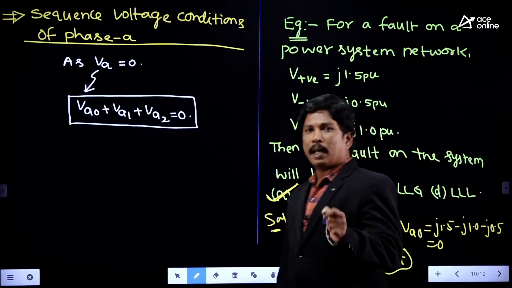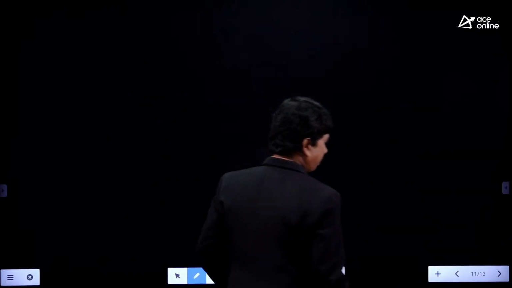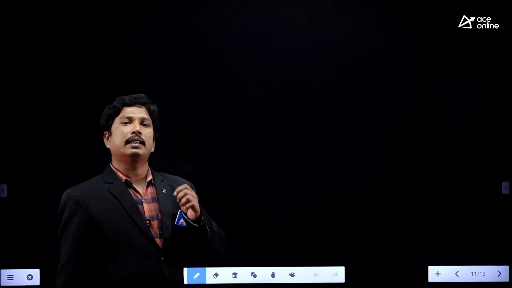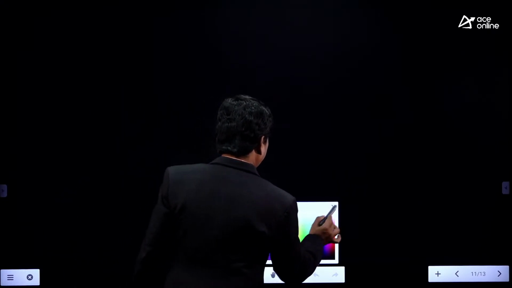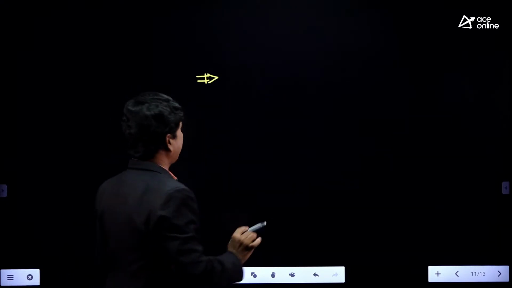Now we will calculate the positive sequence current component of phase A, right? The derivations I am writing here are all previous year questions only. Each and every derivation has a relation with the previous year questions, right? The next one we can go for is the positive sequence current of phase A.